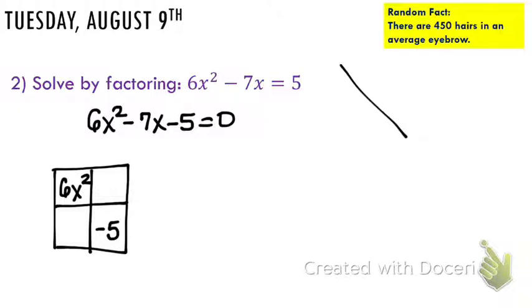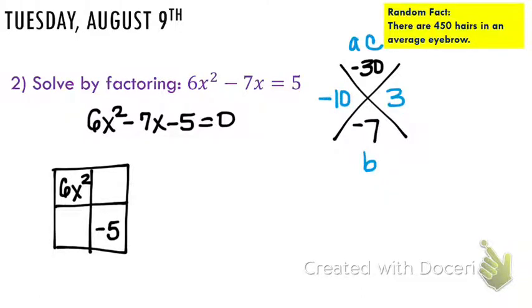At the top is a times c, which will be negative 30. At the bottom is negative 7. So a times c goes at the top, b goes at the bottom. Find two numbers that multiply to be negative 30 and add to negative 7. Negative 10 and 3. So negative 10x and 3x. And then you take out your GCFs.